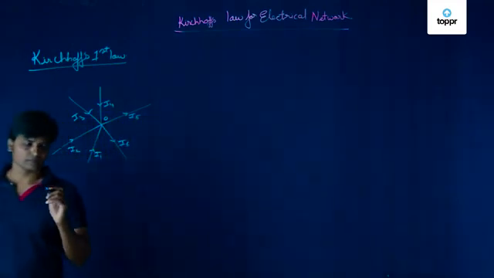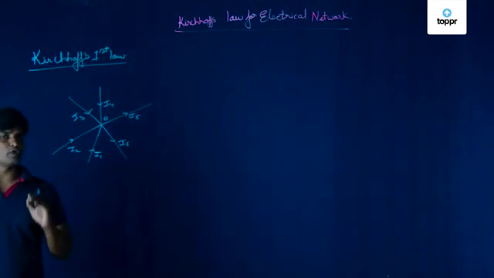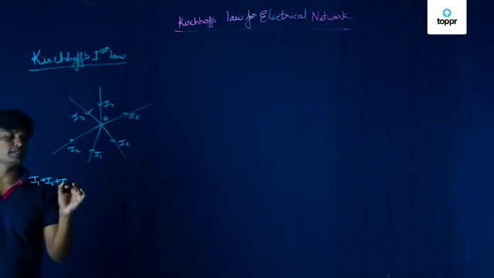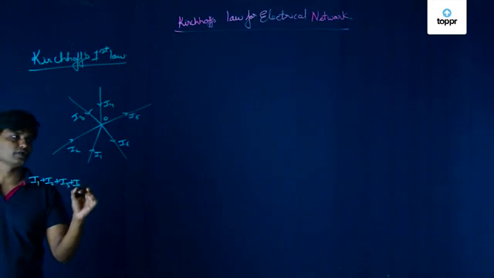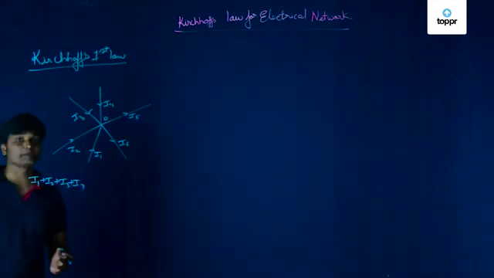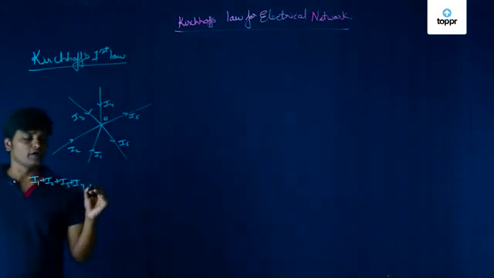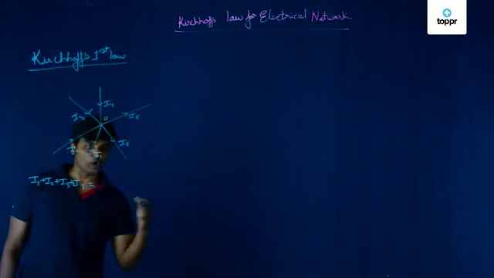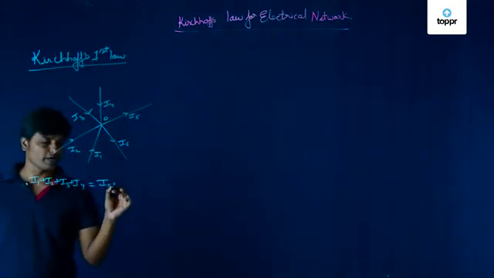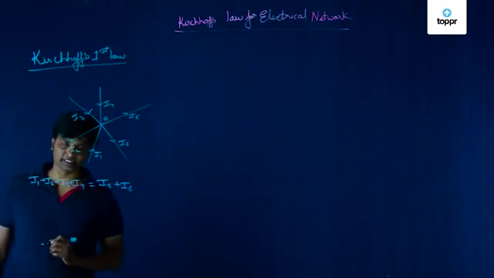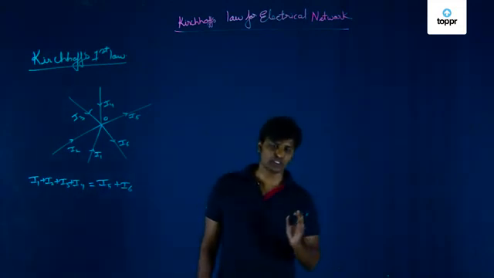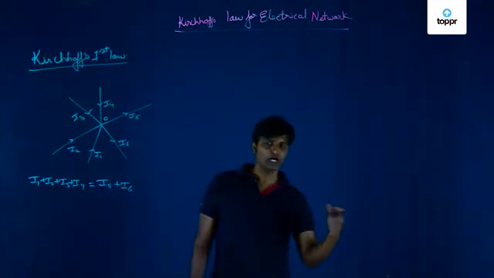See here, in this complicated circuit, what is the amount of current coming towards the junction? I1, then I2, I3, I4. This is the current coming towards the junction, which is point O. This has to be equal to the amount of current moving away from the junction, which is I5 plus I6. So Kirchhoff law says the amount of current coming towards the junction is equal to the amount of current moving away from the junction.